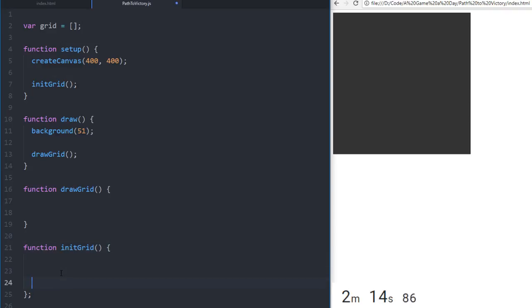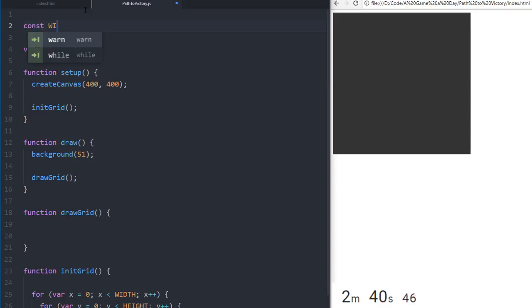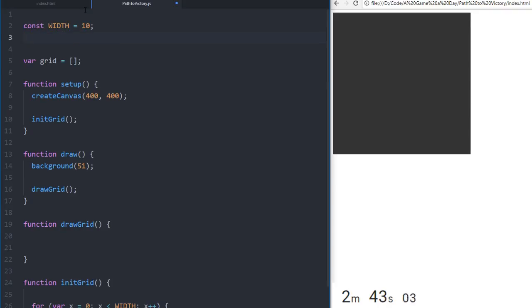There we go. So for var x equals 0, x is less than width, x plus plus. For var y equals 0, y is less than height, y plus plus. Now we need some constants. Const width equals 10, const height equals 10.